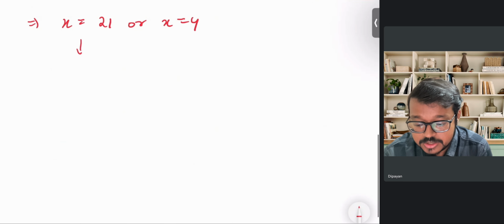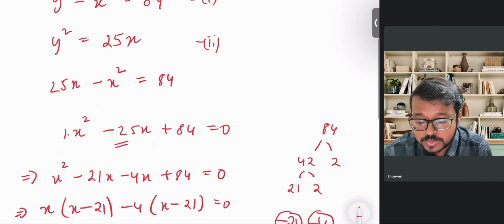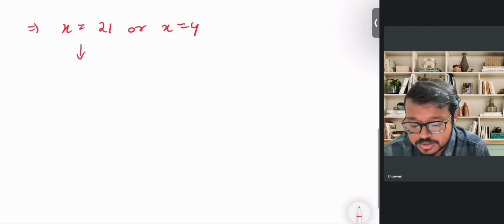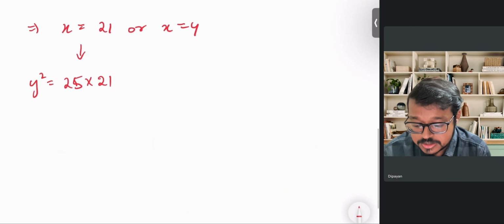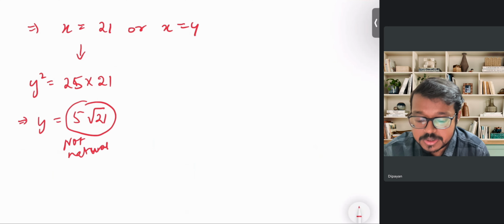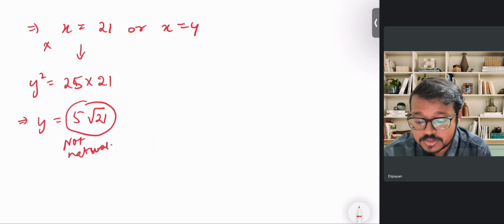If x is 21, then we had an equation saying that y square equals to 25x. Let me use this. So y square will be equal to 25 into 21. That means y, if I take square root, will be 5 root 21. Now this is not a natural number. It becomes irrational, so it's not a natural number. So I cannot take x equal to 21.